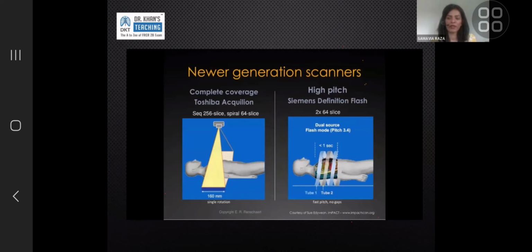This is called single heartbeat imaging. If you were to acquire a whole cardiac CT within one heartbeat, it would not matter what the heart rate was, would it? Because you then don't need to have it reproducible between different heartbeats. That would mean almost zero movement artifact.